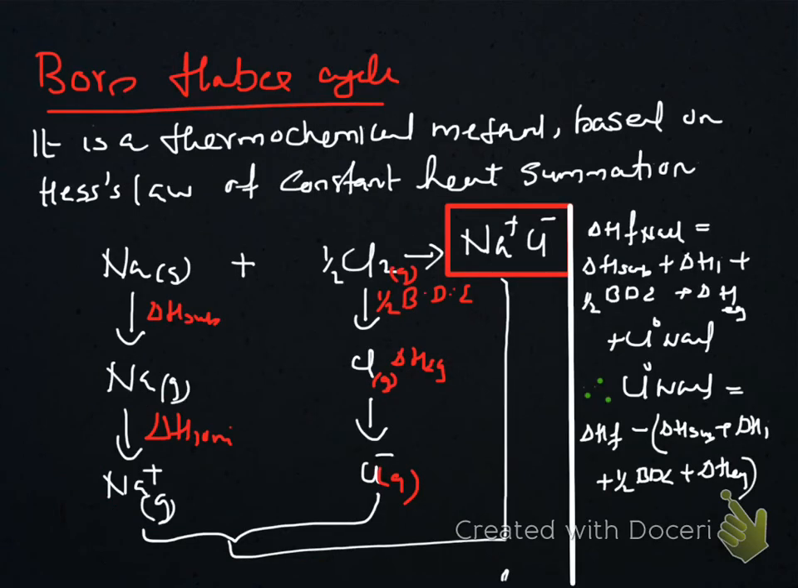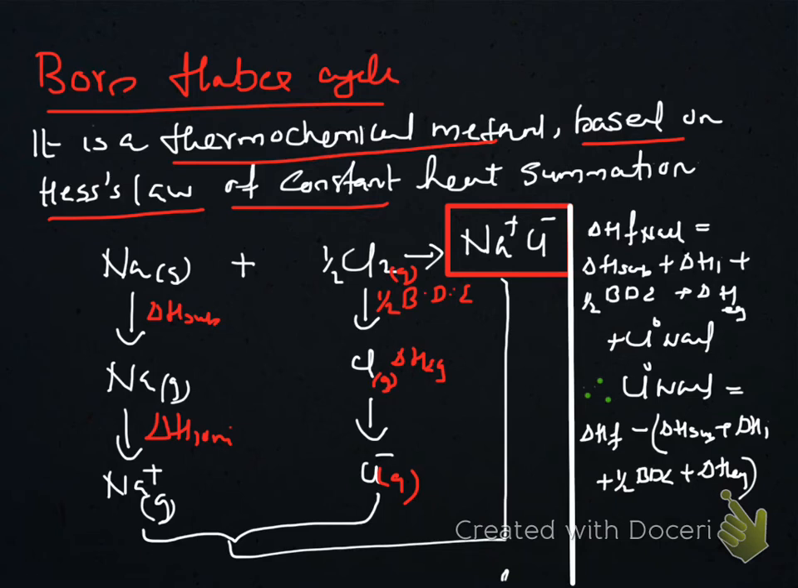Another way of calculating lattice energy is the Born-Haber cycle. It is a thermochemical method and also a theoretical method based on Hess's law of constant heat summation. What is Hess's law? The total energy change in a chemical reaction is the same whether it takes place in a single step or in many steps. That you have studied in thermodynamics in plus 1.